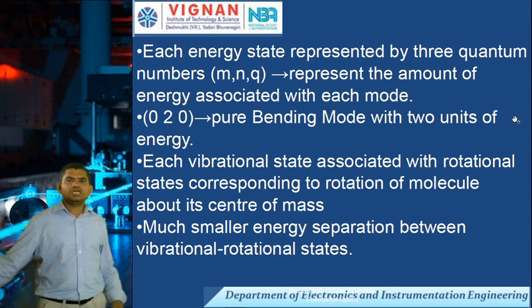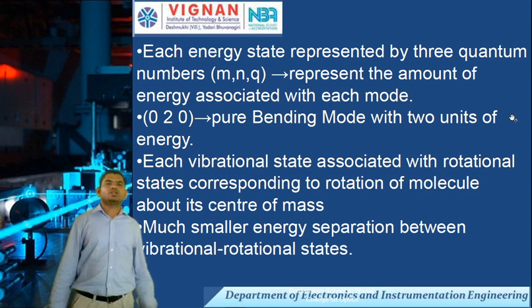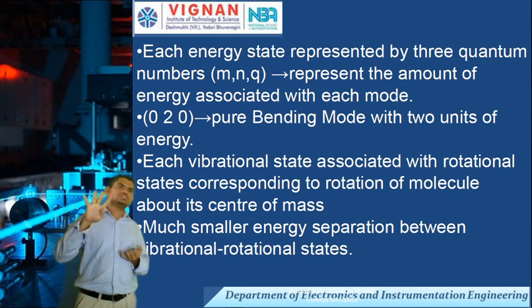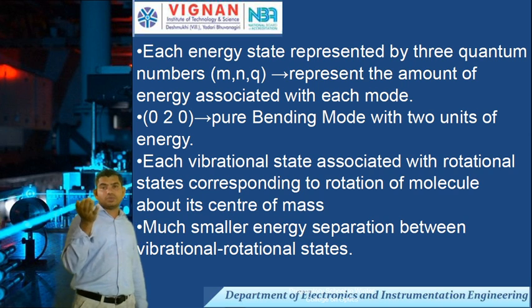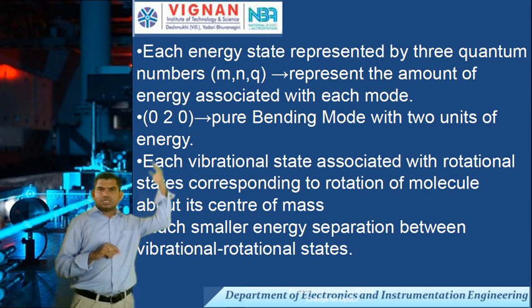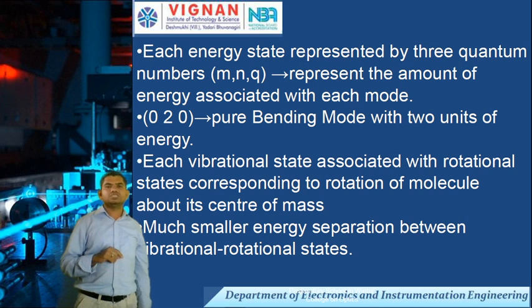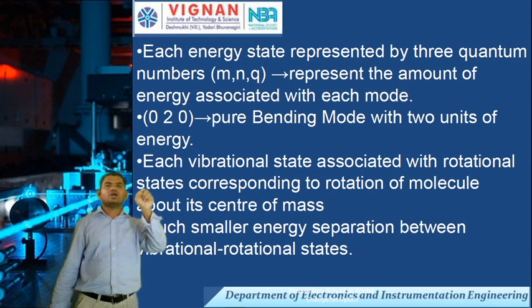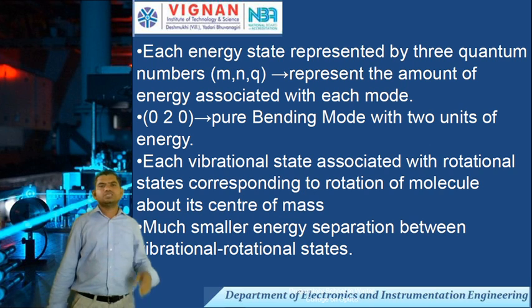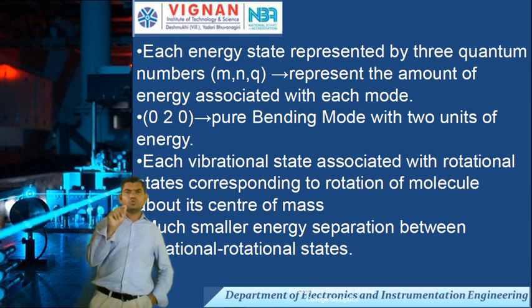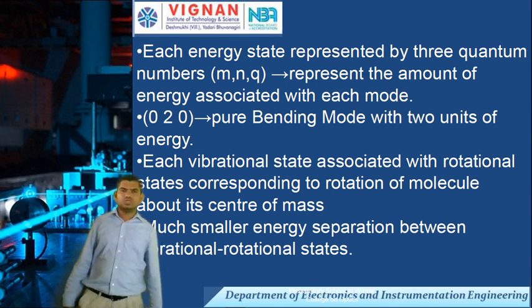Each energy state is represented by 3 quantum numbers. Previously we discussed energy levels E1, E2, E3 and E4. Now here each energy state is represented with quantum numbers. What are the quantum numbers? M, N and Q. These numbers represent the amount of energy associated with each mode. Now 0 to 1, that is the pure bending mode with 2 units of energy.